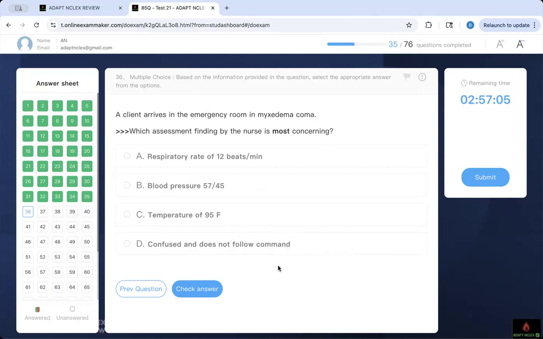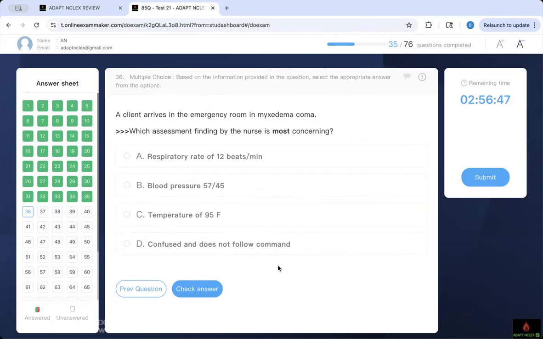Respiratory rate of 12. Blood pressure of 57 over 45. Temperature 95. Confused and does not follow commands. All of these are bad. But which one is the baddest of all? There's no word for baddest. But think about it. Everything's going down.